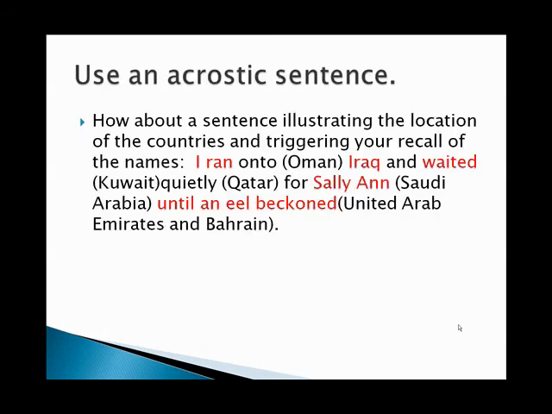Use an acrostic sentence. How about a sentence illustrating the location of the countries and triggering your recall of the names? I ran onto Iraq and waited quietly for Sally Ann until an eel beckoned.